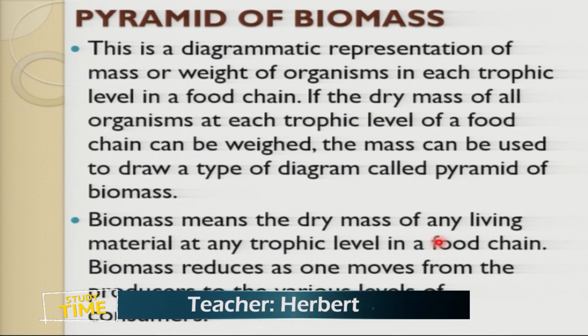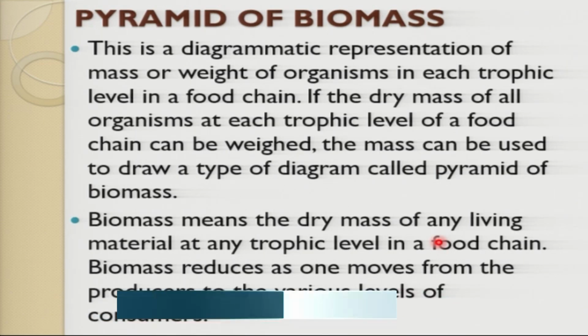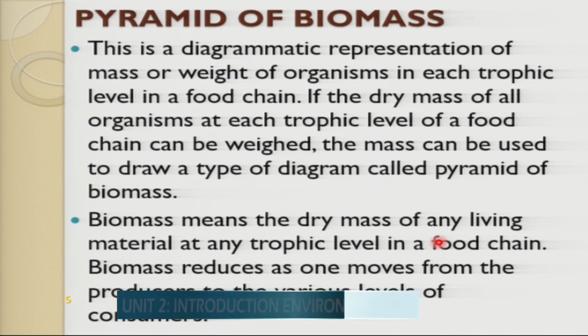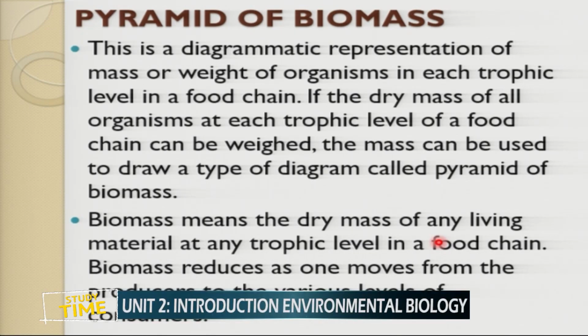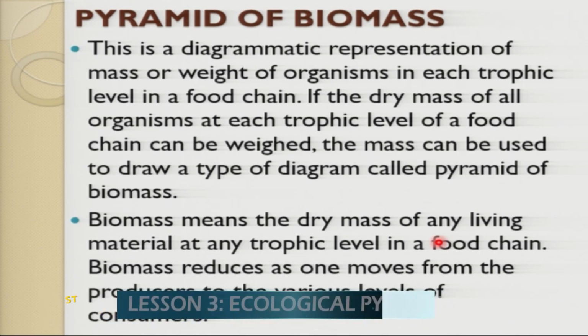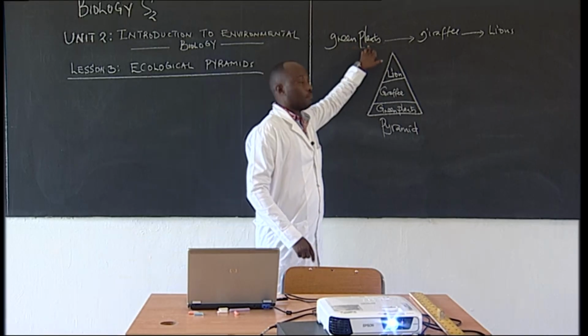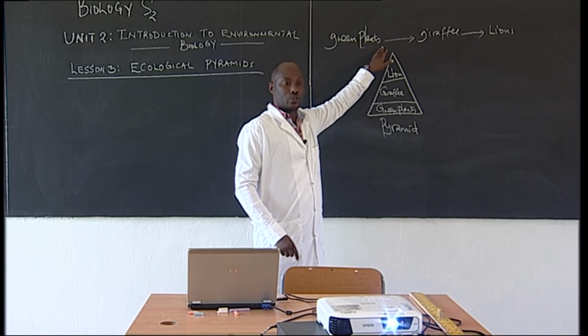Okay? So biomass reduces as one moves from the producer. I'm talking about the mass. The biomass reduces as one moves from the producer to the various levels of the consumer. That one we discussed earlier. The biomass, or the mass, has to reduce as you move from the producer to the other trophic levels or other levels of consumer. So as you are going from here, the biomass has to decrease, okay?